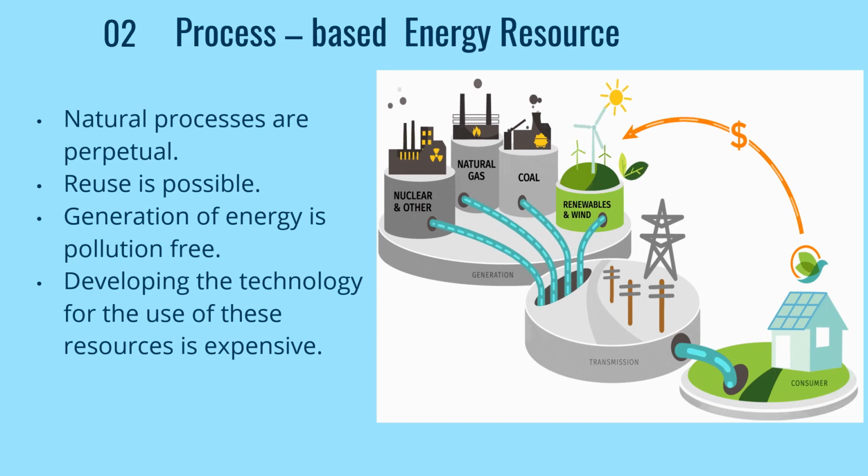Some examples of process-based energy resources are the sun, wind, water, tides, and heat from the Earth's interior. One can say these natural processes last forever, and these processes are always available to mankind.